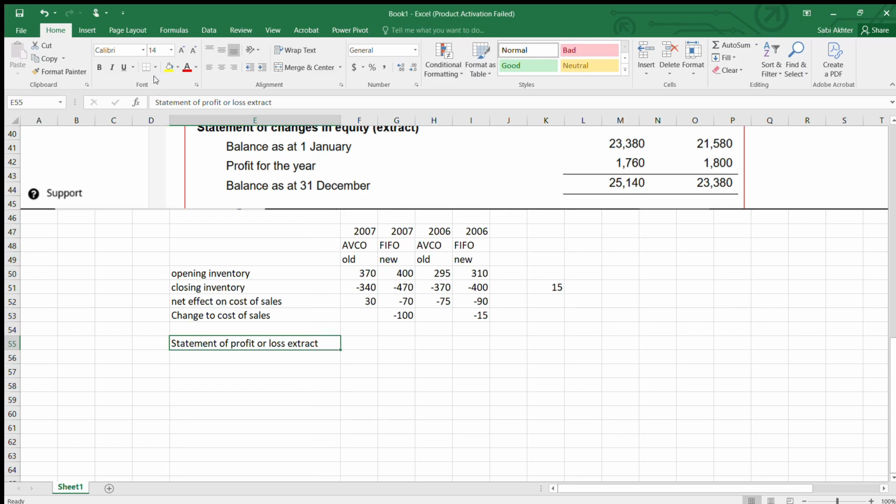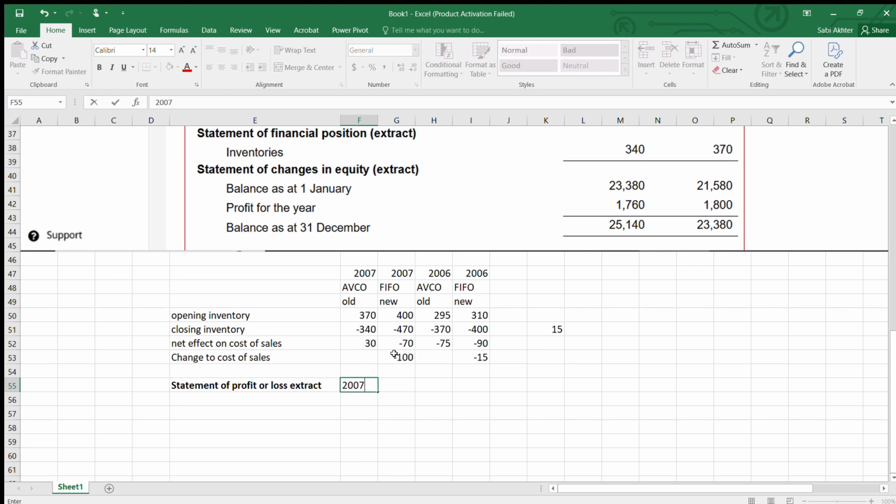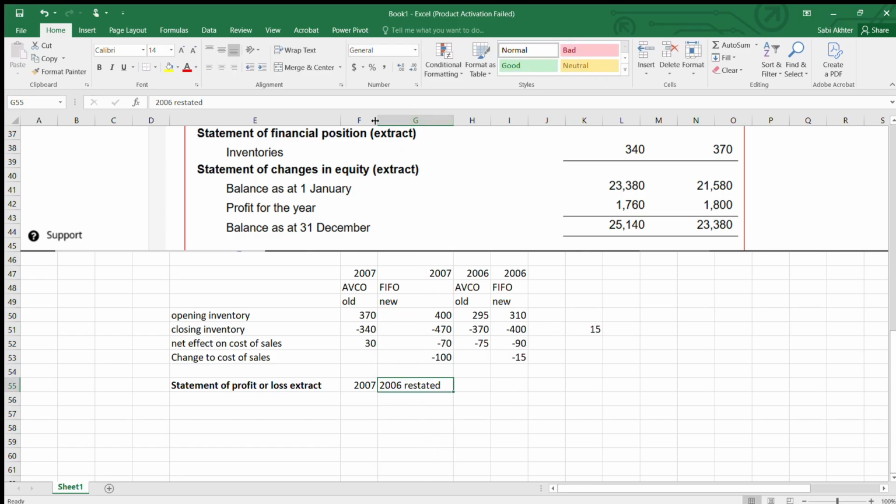So this is revised. Now here also you need two years, 2007 and 2006. 2006 as restated. You have to restate the comparative figure. 2006 is the comparative figure.